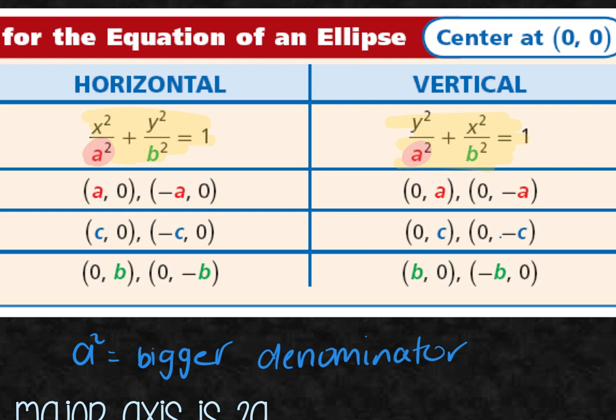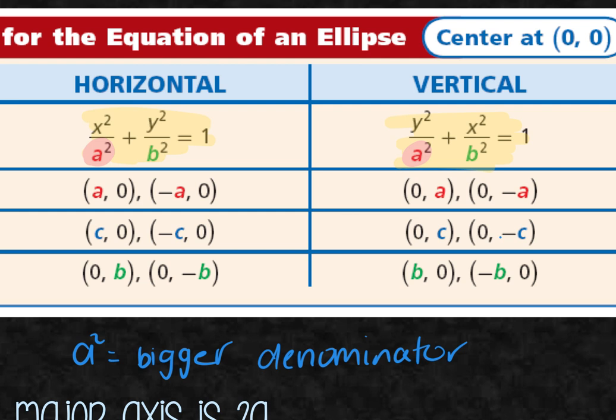In my opinion, I almost always map it out. I almost always draw it, and then I don't have to memorize this chart. But if you are a chart person, if you like this kind of visual, then have at it. The most important thing is that for a horizontal major axis, which is your x values, you would move the A's left and right to find your vertices, the C's left and right to find your foci, and the B's up and down to find your covertices. And that is reversed with vertical.